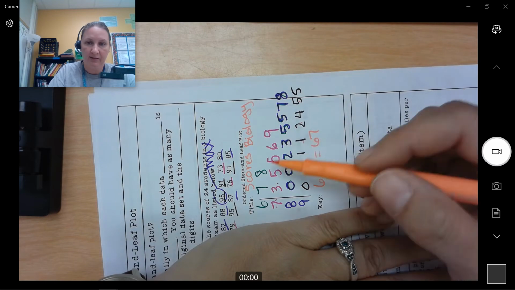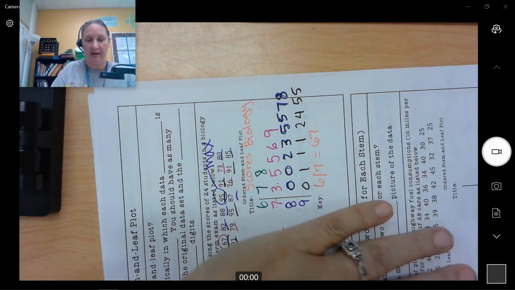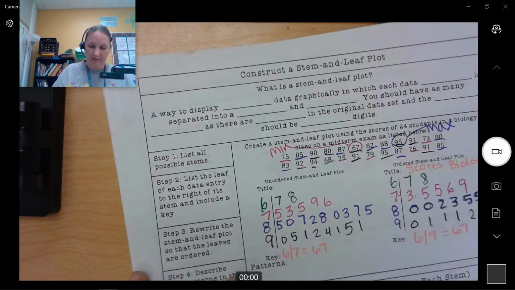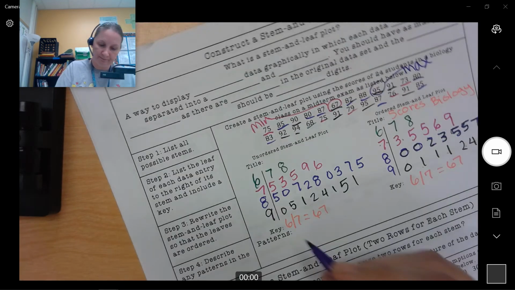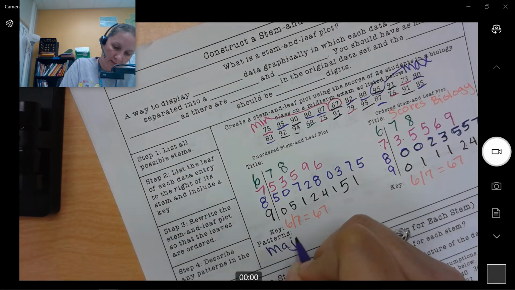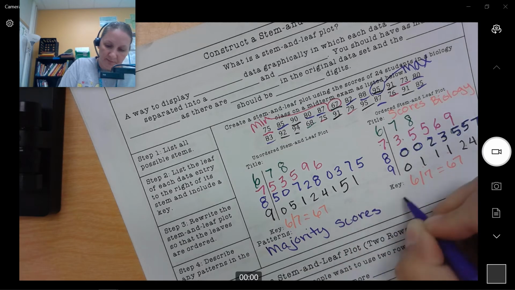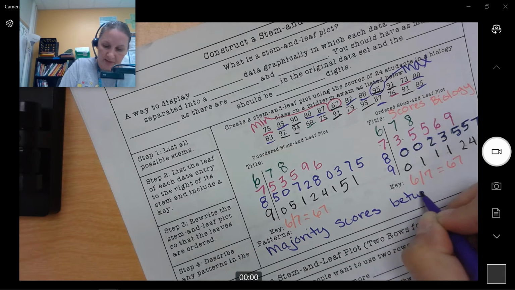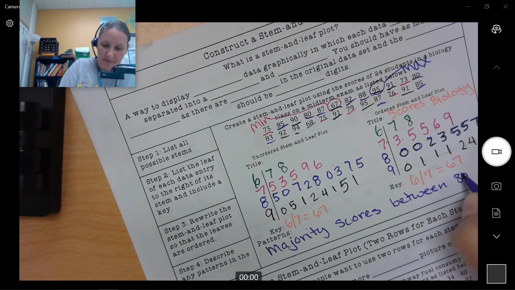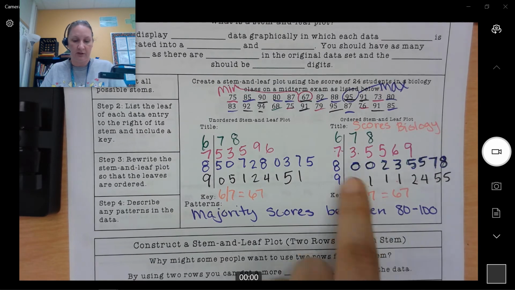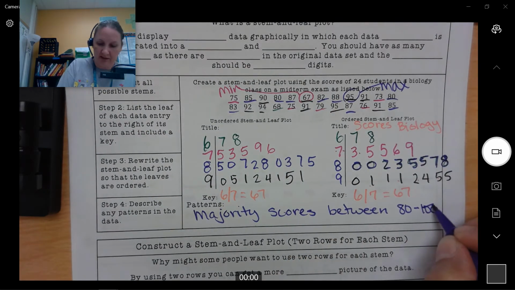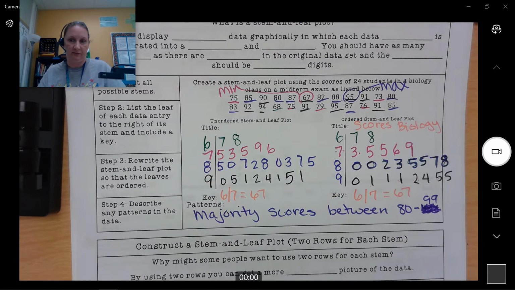So what can we determine from looking at that? Well, we can see that the majority of the grades, or the majority of scores, is between the 80s and 90s, 80 to 100, okay? Starting at 80, going up to, we'll just say 99, just to be very accurate, because there weren't any hundreds, okay? So that would be a way.